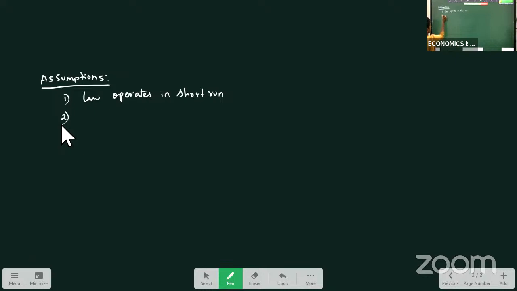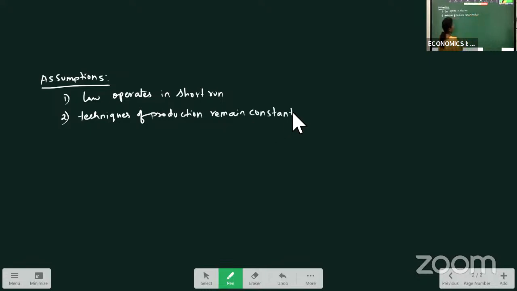So what all are constant? First, techniques of production remain constant. Our techniques of production remain constant, the technology that we are using here. And we assume that labor alone is the variable factor. We are assuming that only labor is a variable factor.